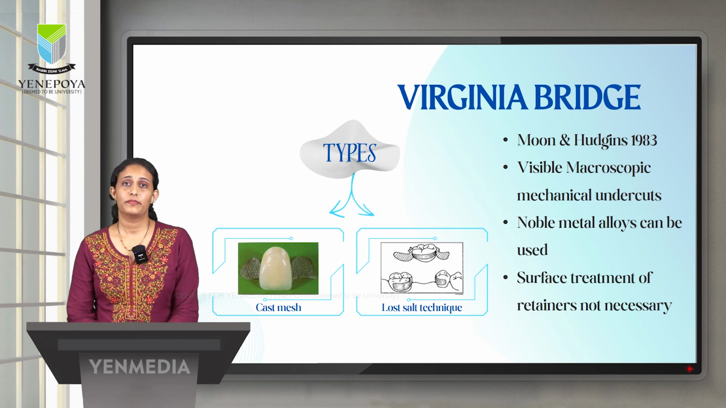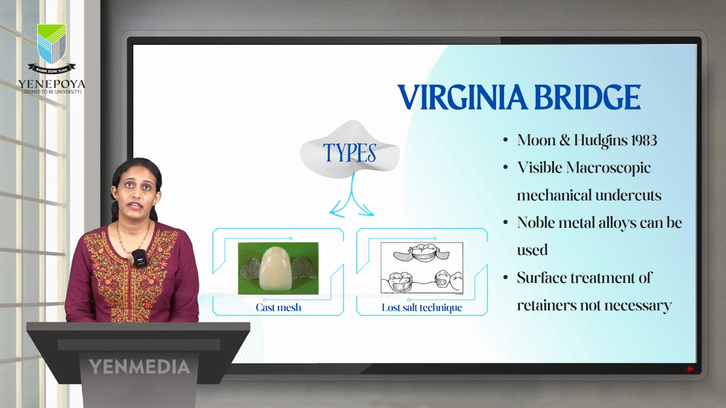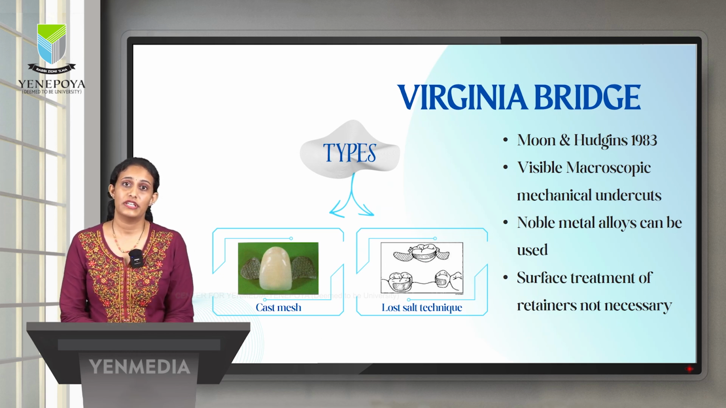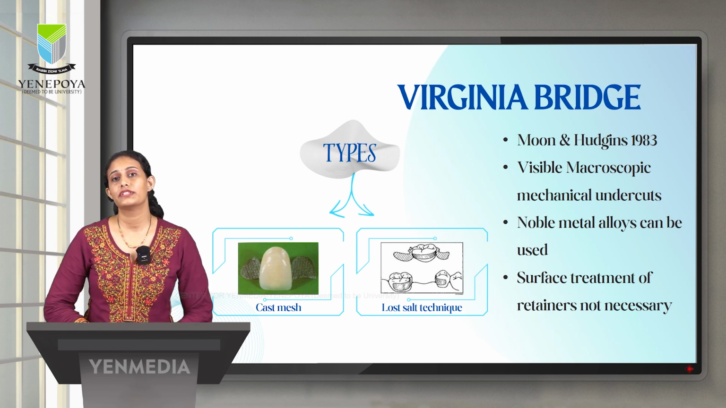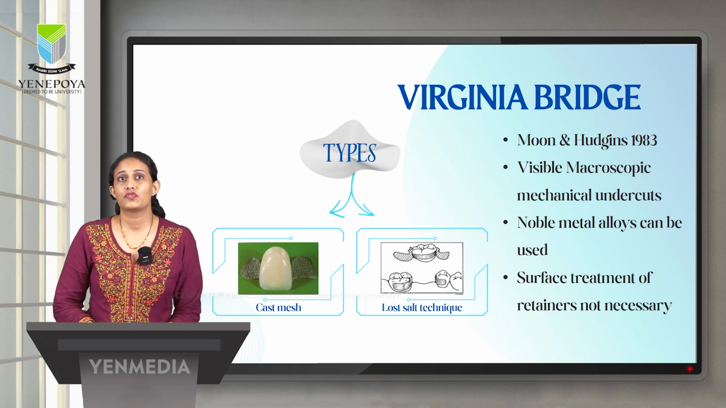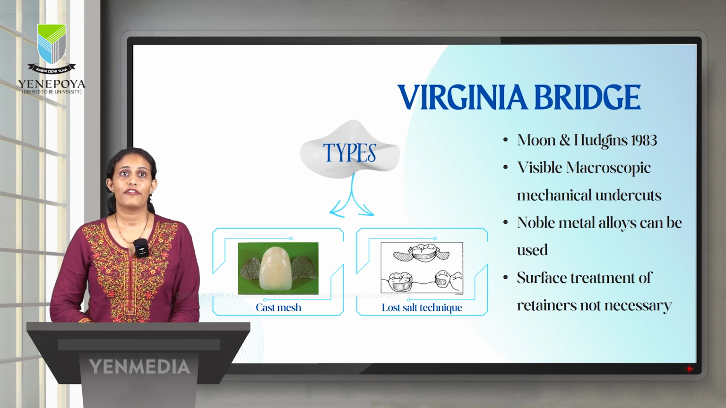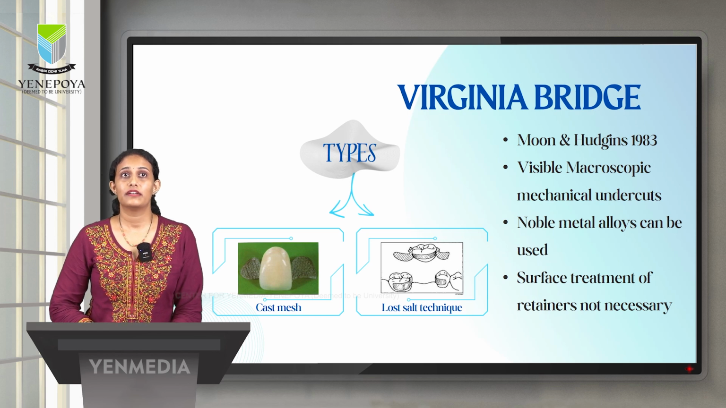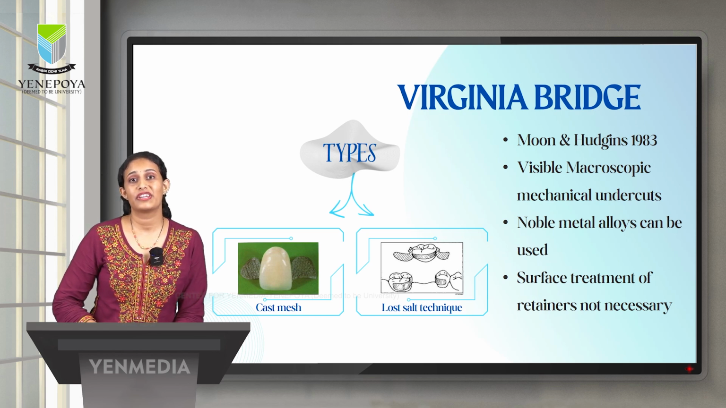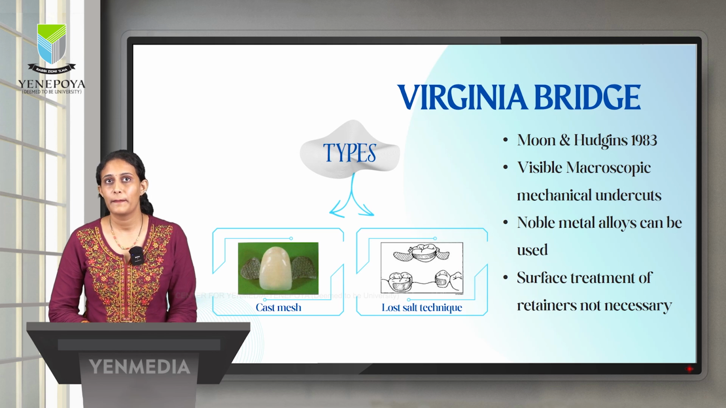Moving on to the next type, that is for the macromechanical bonding, we have the Virginia bridge, which was introduced by Moon and Hudgins in 1983. It has visible macroscopic mechanical undercuts. For this, we have to create these mechanical undercuts. So we can either have it as a cast mesh or we can use the lost salt technique.